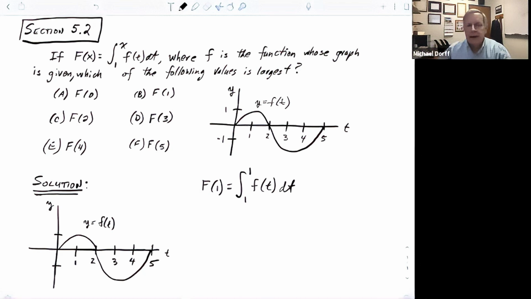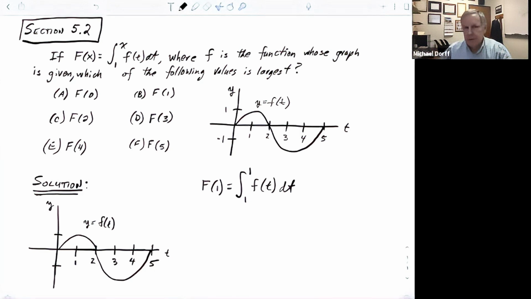Now, don't worry that I have t's and dt there. It's what we call a dummy variable. It could be anything. It could be f of s. It could be f of smiley face. It could be f of Christmas tree. It's just a placeholder there.